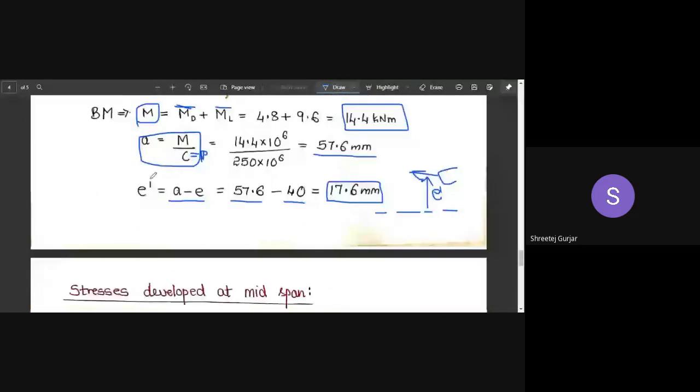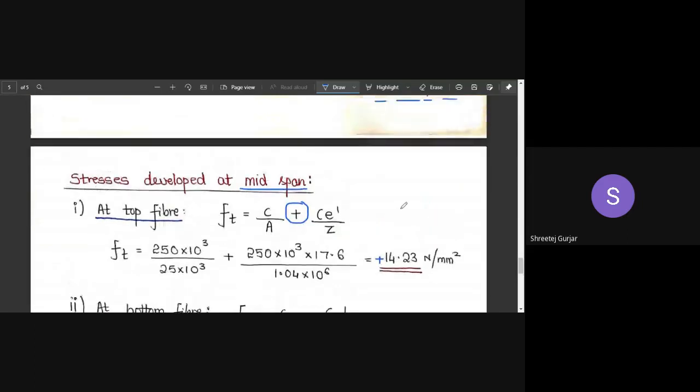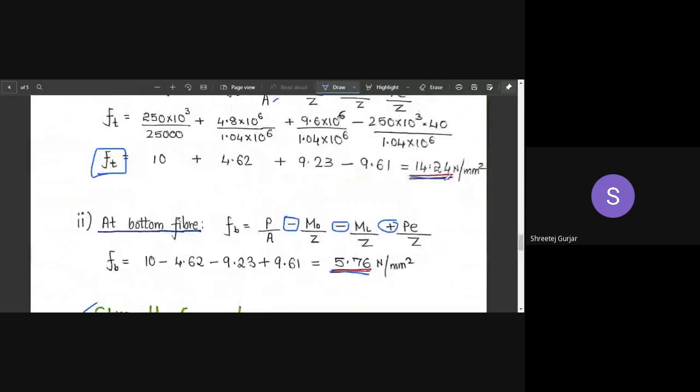So the stress developed at midspan. Remember, we are calculating at midspan. At the top fiber, this is the formula: plus C divided by A plus C into E dash by Z. So we get plus 14.23, right? Similarly, this is what we have got in our stress concept, right?